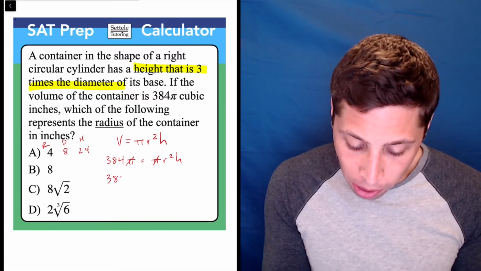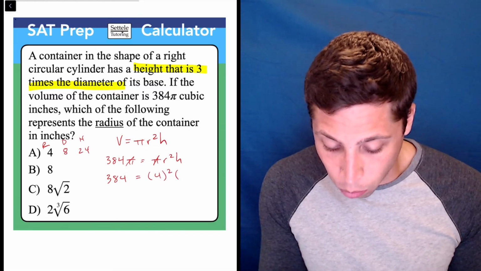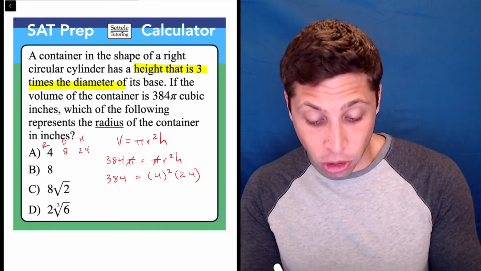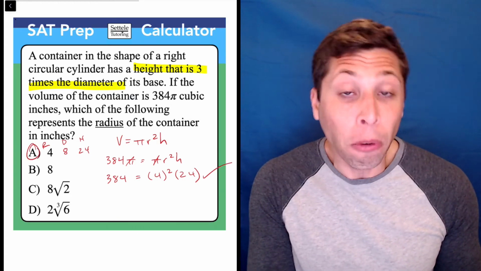Now I would say, okay, let's put all of that into my equation. So the radius is 4 squared, times the height of 24. So that is 16 times 24. Check that in your calculator, and sure enough, that works out to be 384, proving that that's the answer.